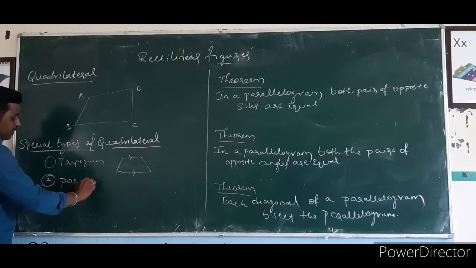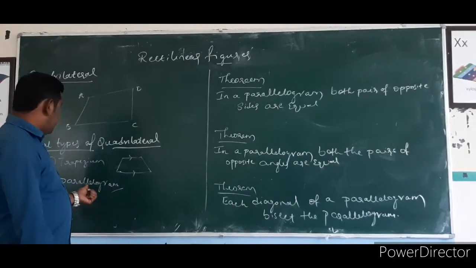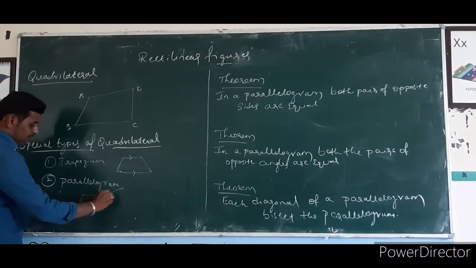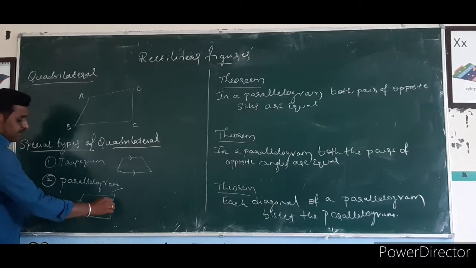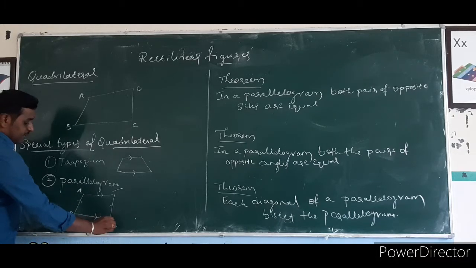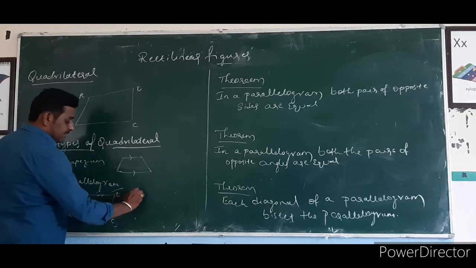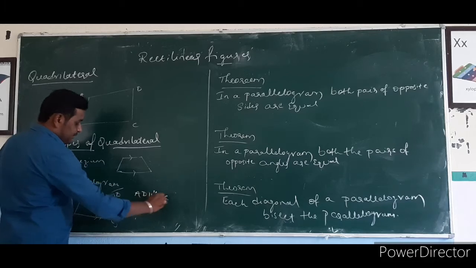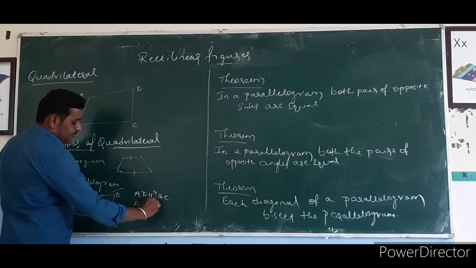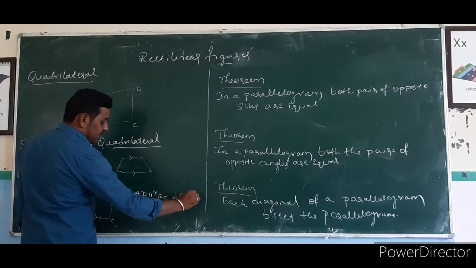parallelogram. This is very important, because in this year's syllabus they only give the parallelogram. Parallelogram is also a special type of quadrilateral, but both pairs of opposite sides are parallel and equal. If ABCD is a parallelogram, then AD is parallel to BC and AB is parallel to DC, and both are equal. Opposite sides are equal.